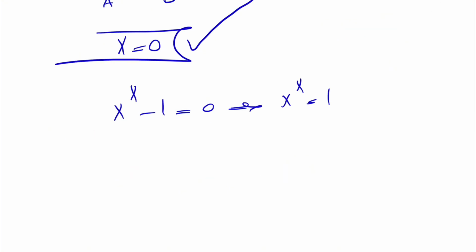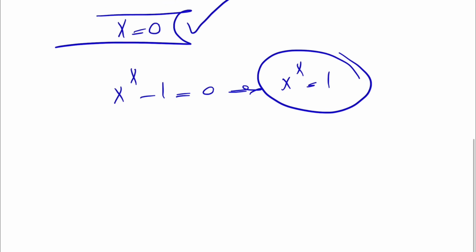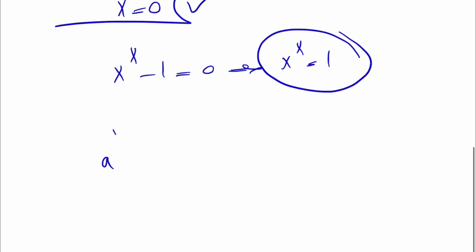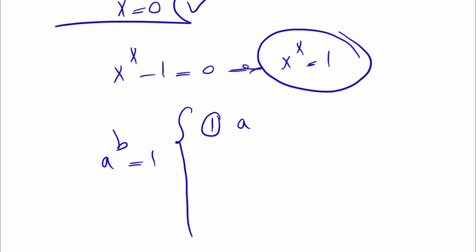And we solved a few questions in the channel regarding the different scenarios that we can have in this situation. So when we have a to the b is equal to 1, there are three different scenarios that we can get this one in here. So the first one is when we have our base, or a, is equal to 1, regardless of b, we're gonna get 1 in here. So if we do that, we're gonna get x is equal to 1, and that would give us another answer. So x is equal to 1 is another answer.